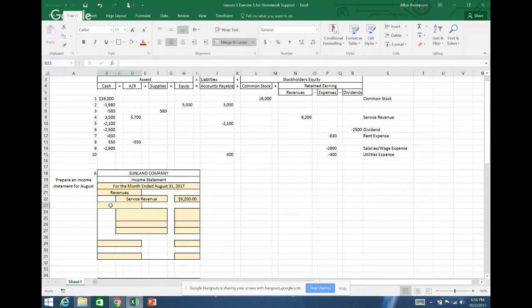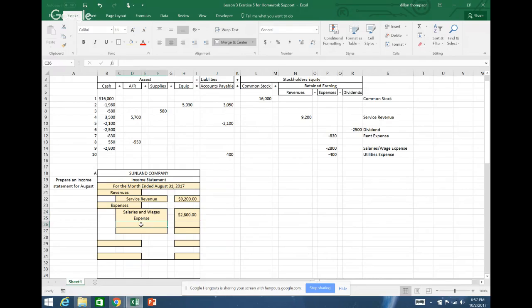The next one is our expenses. We fill those in right here, which are all found over here. Retained earnings and stockholders' equity. I tend to go from most needed to pay off to least to pay off. Sometimes that deals with price, and the first one is salaries and wages expense, which is $2,800. You find that right here.